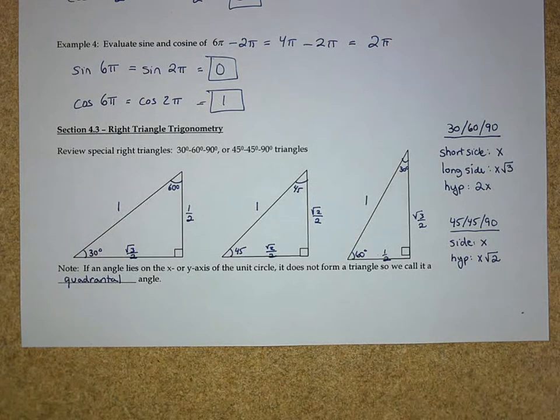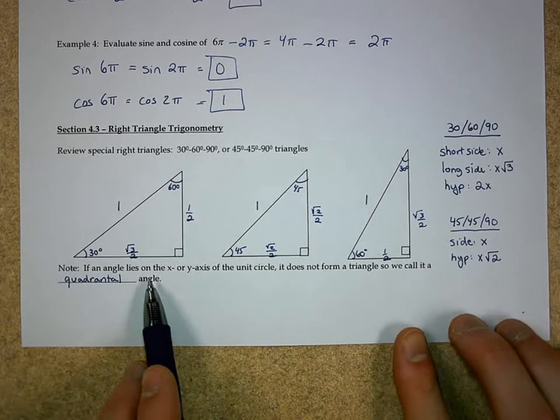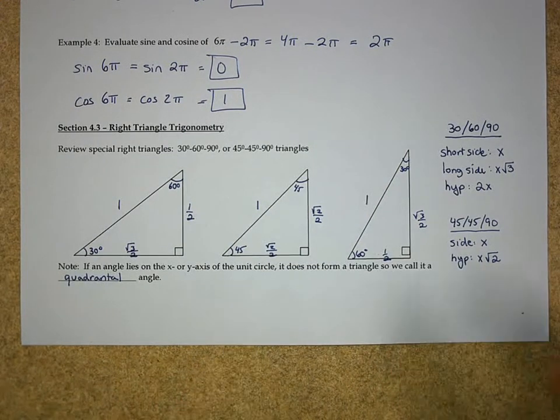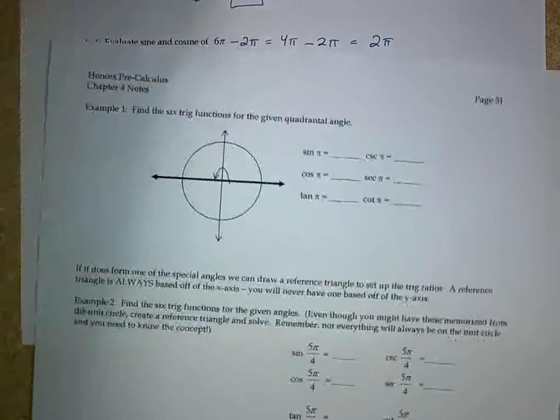These right here, specifically the 30, 45, and 60 degree angles, create special right triangles. But if our angle lies on the x or y axis, it does not form a triangle, and we call it a quadrantal angle, which basically means it's going to be a 90 degree angle or it's going to be a 180 degree angle. There is no third side that we can see to form a triangle. So let's walk through one example of that.